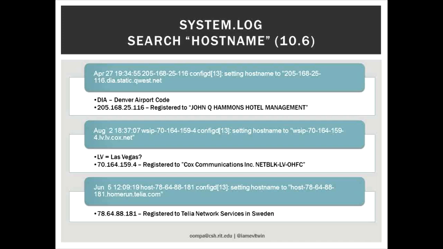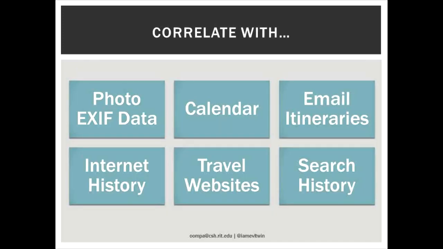If we search for the host name in the system log, we can get some more identifying information for travel. A couple of the examples are shown here. We have DIA, which is the Denver Airport code. LV, we can guess, is probably Las Vegas. We could do some quick internet searching too for that. And if you look at the last one, if we search for the IP address, 7864, it appears to be registered to an ISP in Sweden. So we can attempt to verify this type of information.